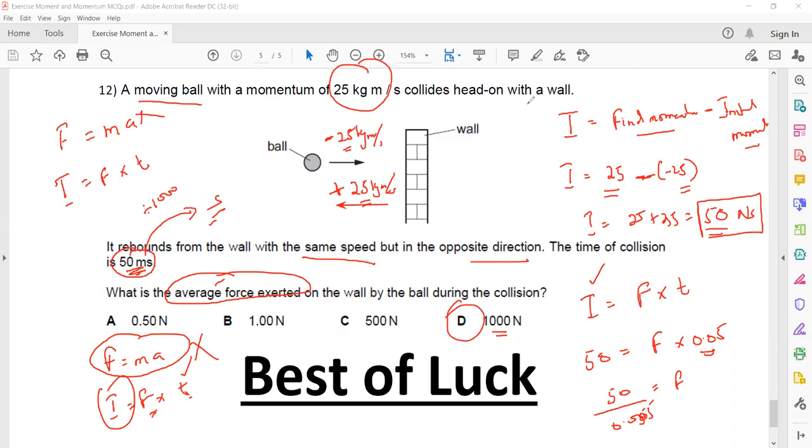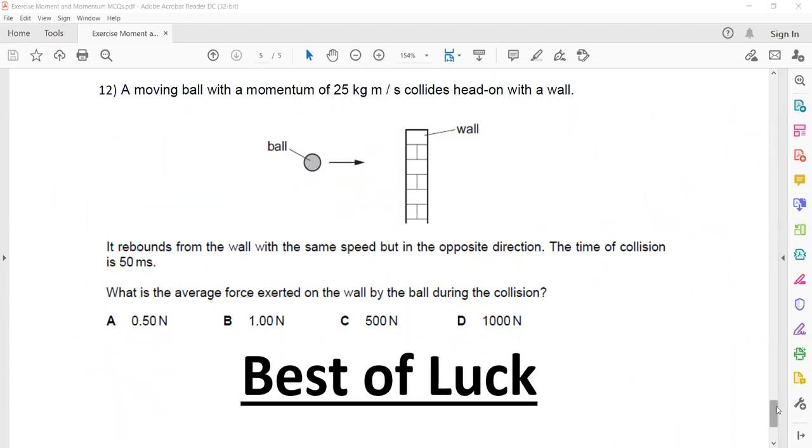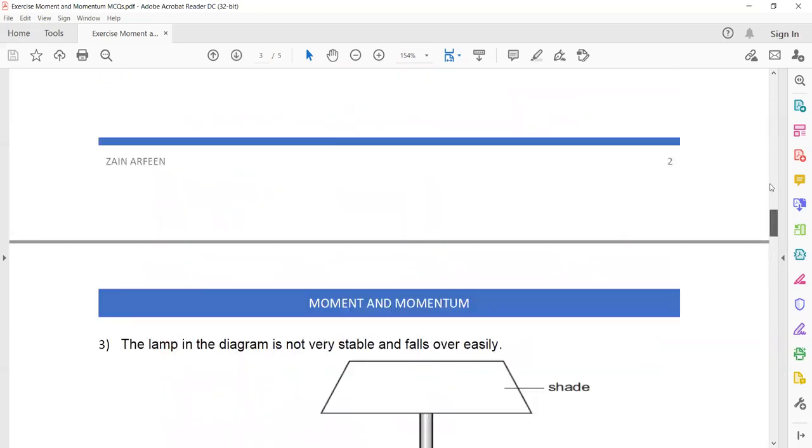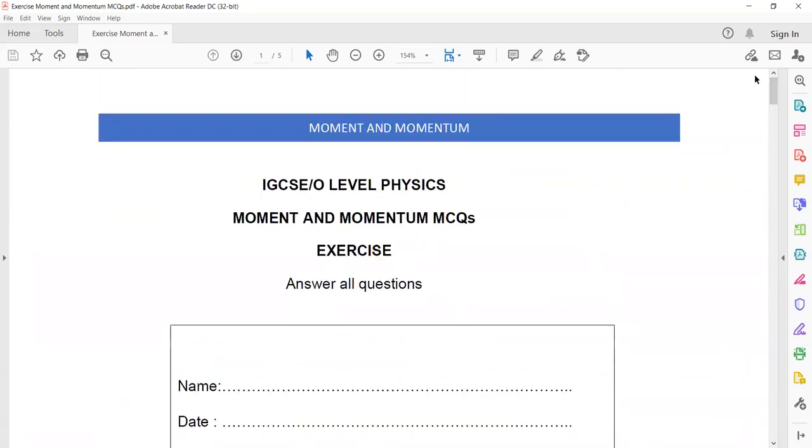Is it clear? So this was the question related to the exercise related to the topic moment and momentum.